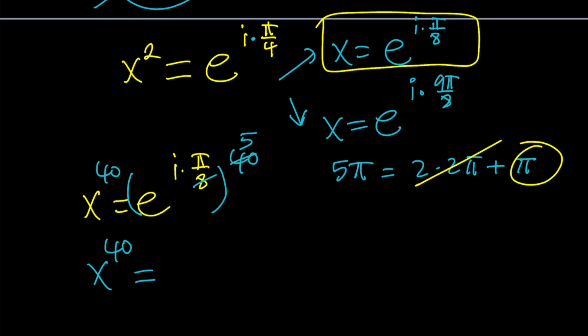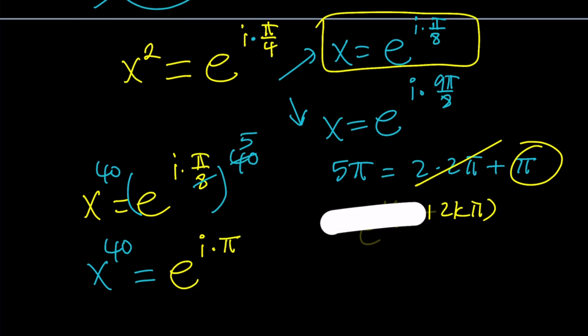So we can write this as e to the power i pi. Of course, you can always add multiples of 2 pi. So if you want to write it as e to the power i times pi plus 2k pi, that's fine too. No big deal, okay? But I'm going to get a numerical value from here. So it doesn't matter which value or branch or cut I choose, because it's always going to be the same thing in the real world.